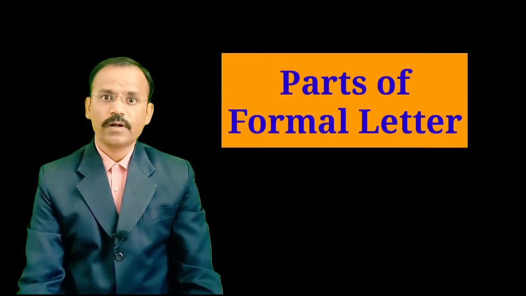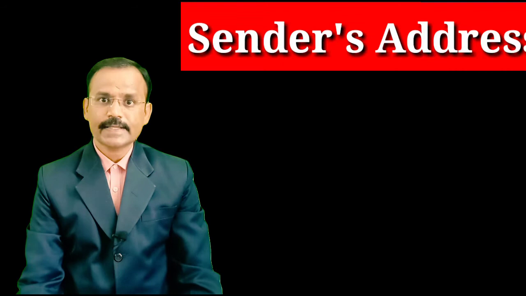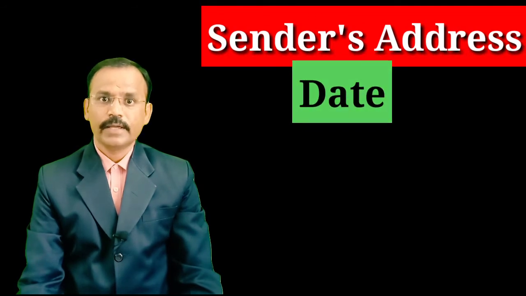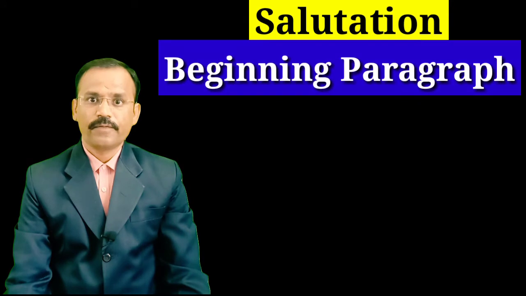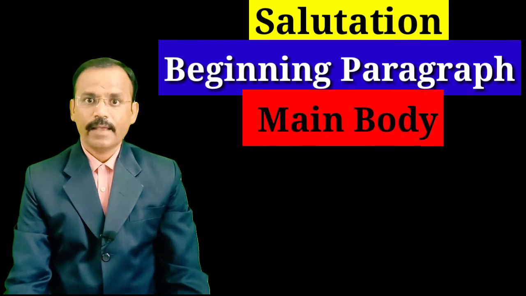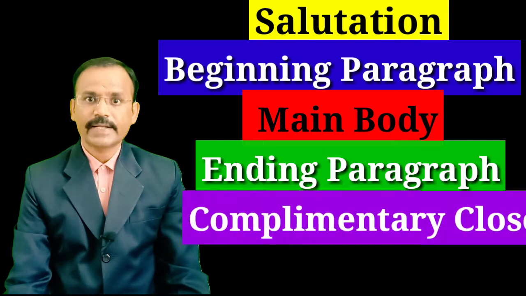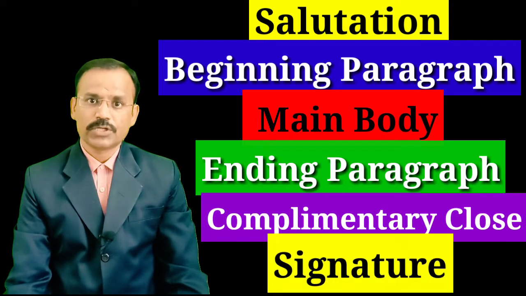Now friends, let me tell you different parts of a formal letter. The parts of a formal letter are sender's address, date, receiver's address, subject, reference, salutation, beginning paragraph, main body, ending paragraph, complementary clause and signature. In this way, these are the 11 parts of a formal letter. Now let me discuss all these parts of a formal letter elaborately here.